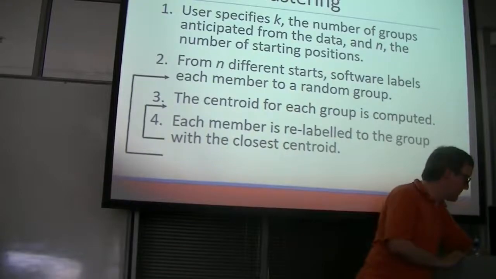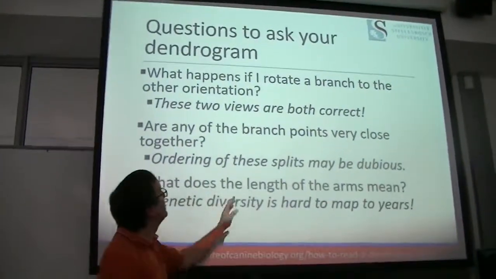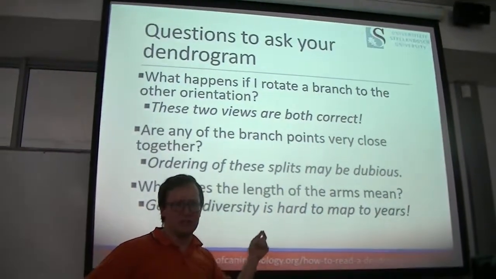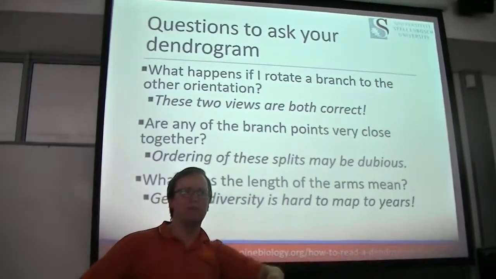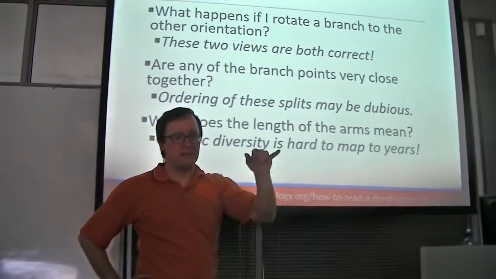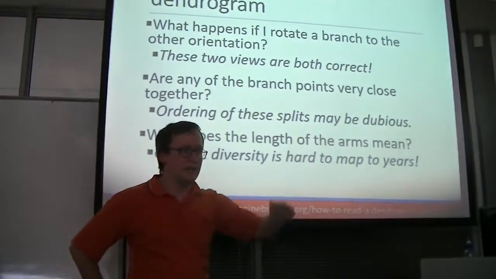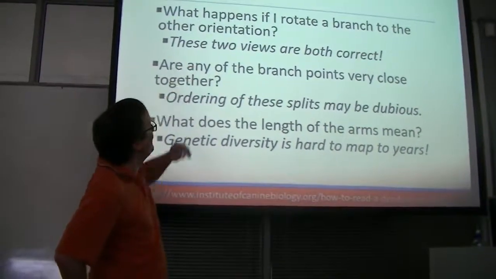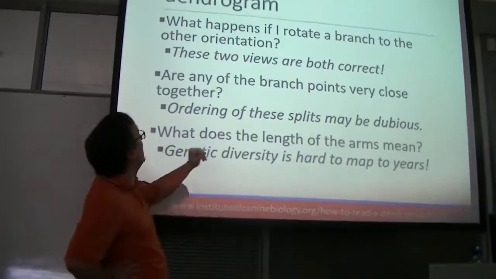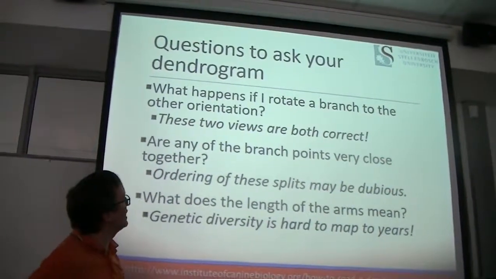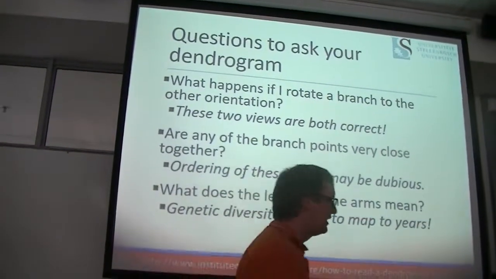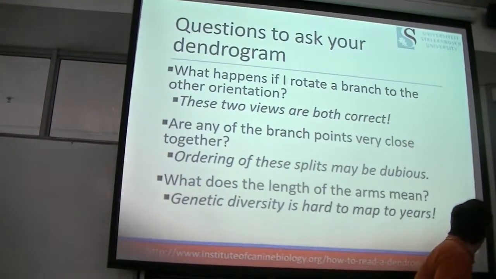All right. Now, as we move ahead, let us talk about these dendrograms. Now, I showed you an example of those a couple back, these big branching figures that show, in an agglomerative cluster generally, how similar all these different items that we have are. So, first off, was there a question? Okay, cool. What happens if I rotate a branch to the other orientation? Now, what on earth am I talking about? I'm going to drop back a couple slides.